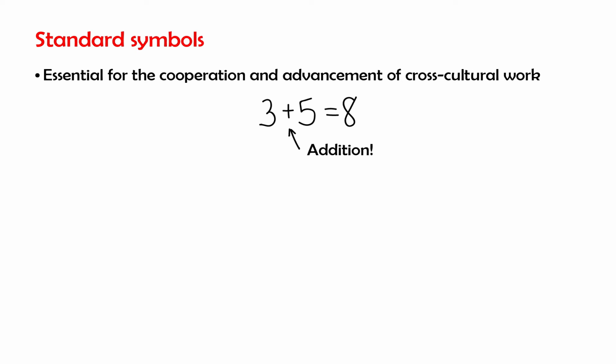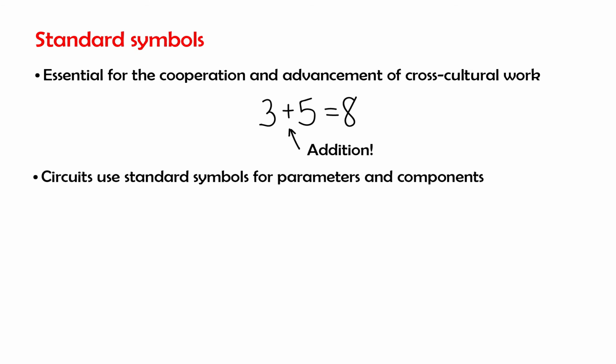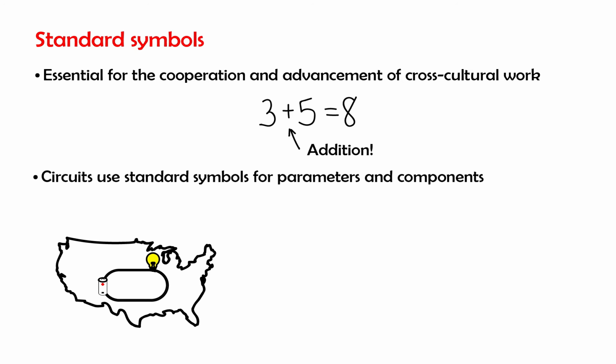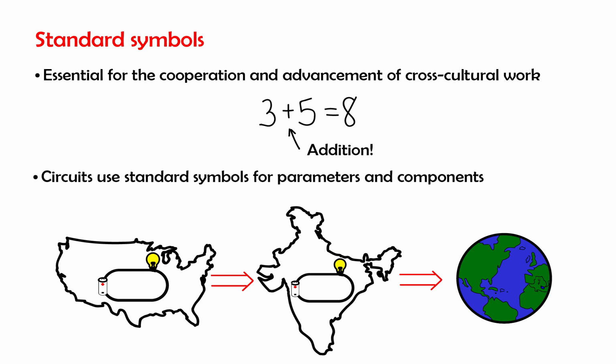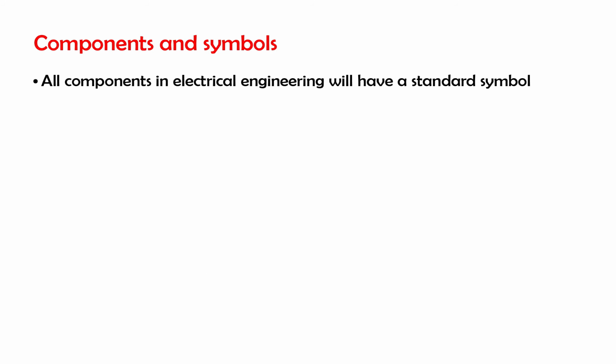Just like the plus symbol represents an addition all over the world, circuits use standard symbols for parameters and components. It is in this way that a circuit designed in the US can easily be understood in India or anywhere else without translation. We will find many different components in electrical engineering, and each component will have a symbol that is standard across the world.